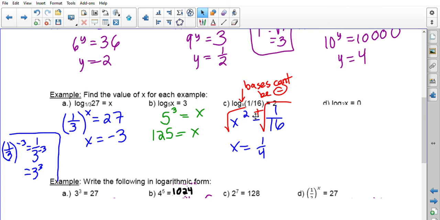So we have x squared equals 1 over 16. We're going to square root both sides. And notice that I'm only doing the plus version. I'm not doing the minus because bases can't be negative. So I'm just going to do the positive square root of 1 over 16. So x equals positive 1 over 4 only.